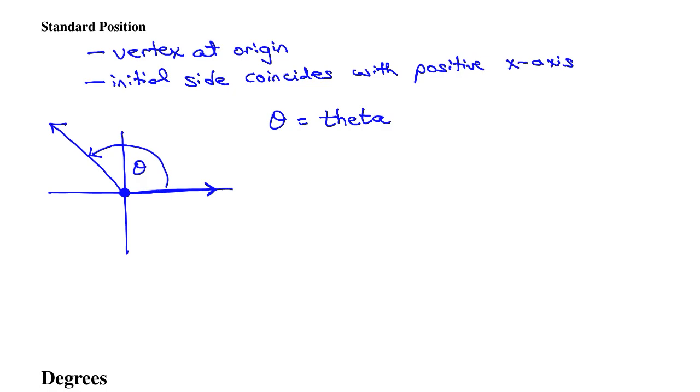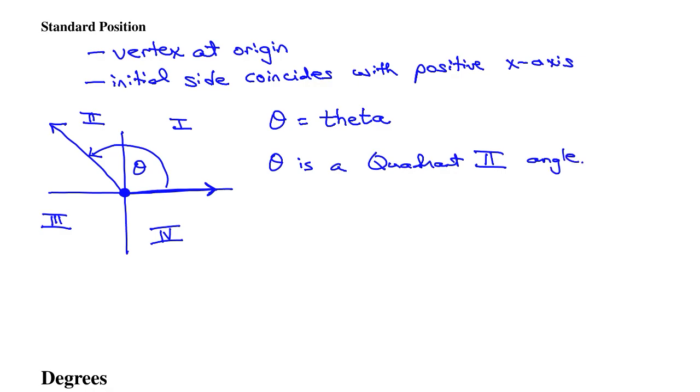We can also describe what this angle is by which quadrant it is in. Remember, the quadrant system goes 1, 2, 3, and 4. We would say theta is a quadrant 2 angle. Please remember that the quadrants are denoted by the Roman numerals 1, 2, 3, and 4.